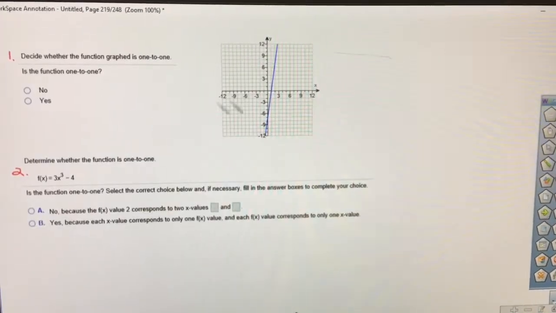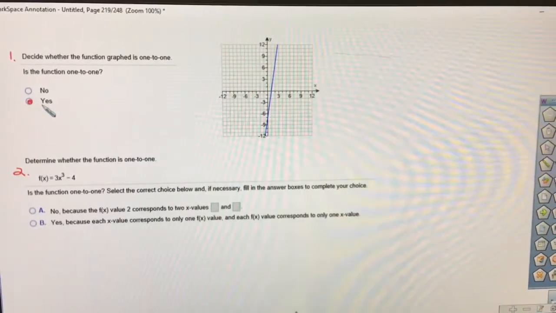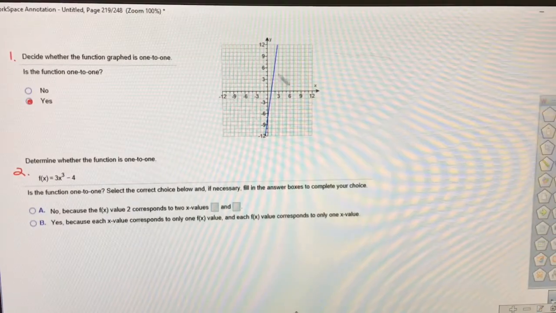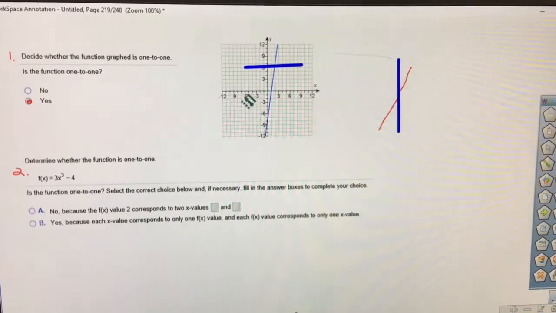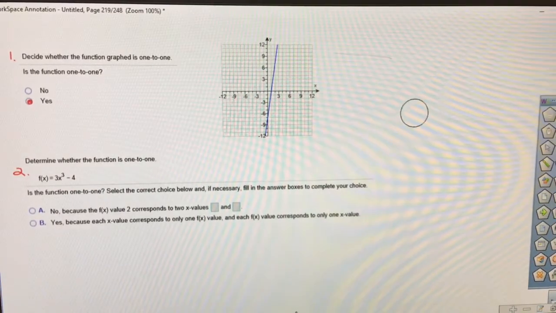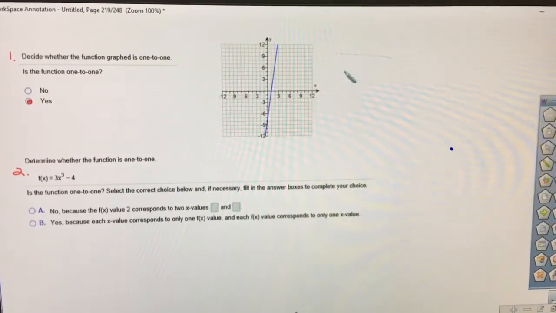The first problem, you want to know if it's 1-to-1. The answer to this is yes. And the reason it's 1-to-1 is because not only is it a function, where a function passes the vertical line test, a 1-to-1 function also passes the horizontal line test. An example of a function that's not 1-to-1 would be anything parabolic.